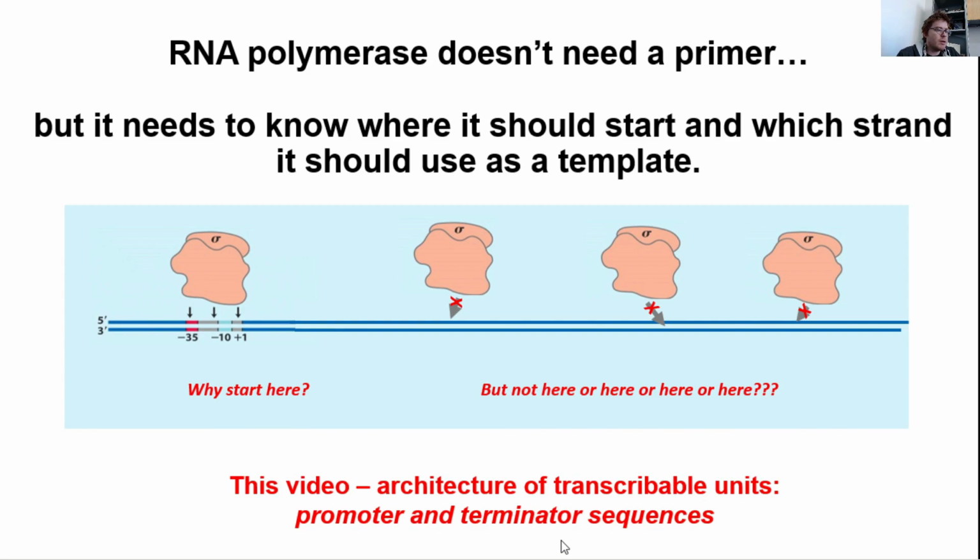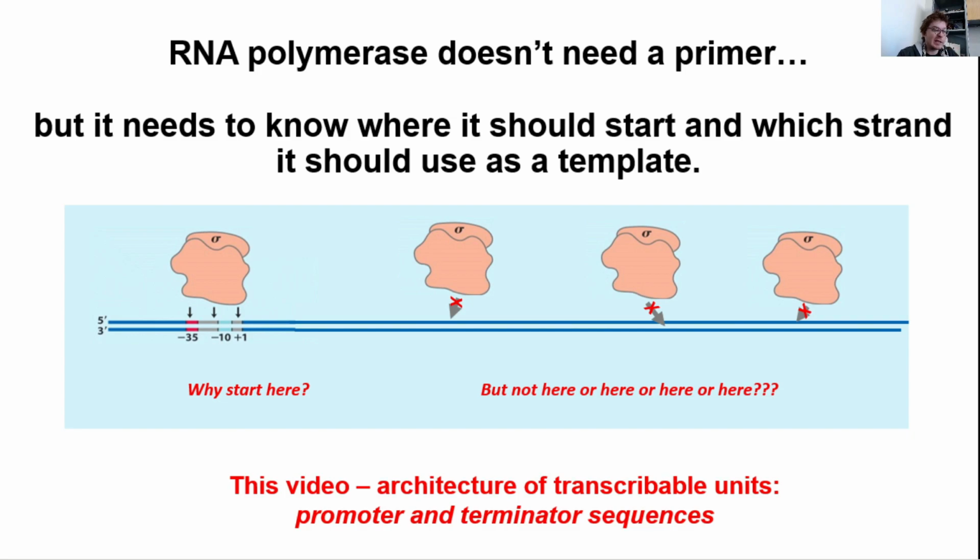as I mentioned in the last video, the fact that RNA polymerase doesn't need a primer raises an interesting question, which is we know it needs to know where to start doing transcription and which strand. It has to somehow know which strand it should use as a template. And so, how is that actually specified? Why start here at some region and not other places? Why doesn't RNA polymerase just transcribe everywhere in the genome?